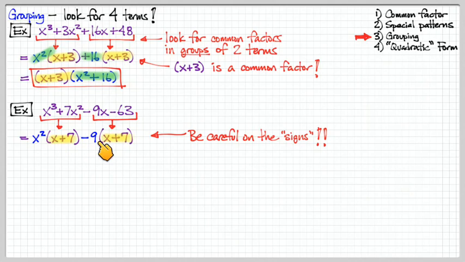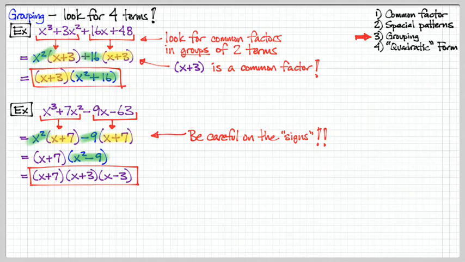Okay, so now we can continue on one more step, and we can factor out the x plus 7, and we're going to be left with this x squared minus 9 here. But we don't stop. This is a special pattern, difference of perfect squares. We can factor it to x plus 3, x minus 3. And that's our final answer there.